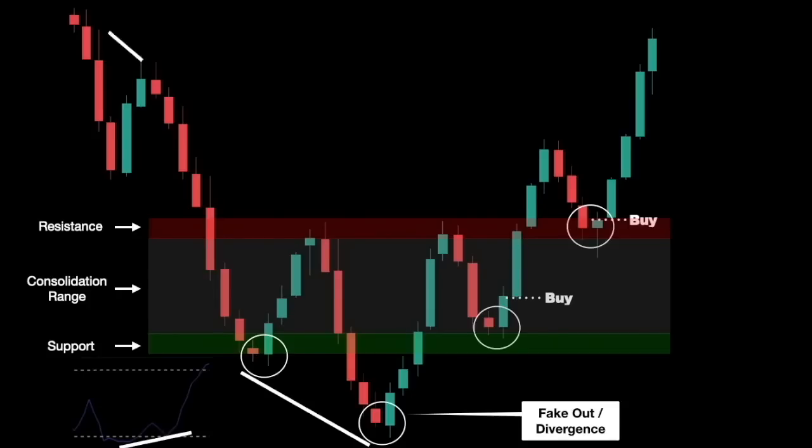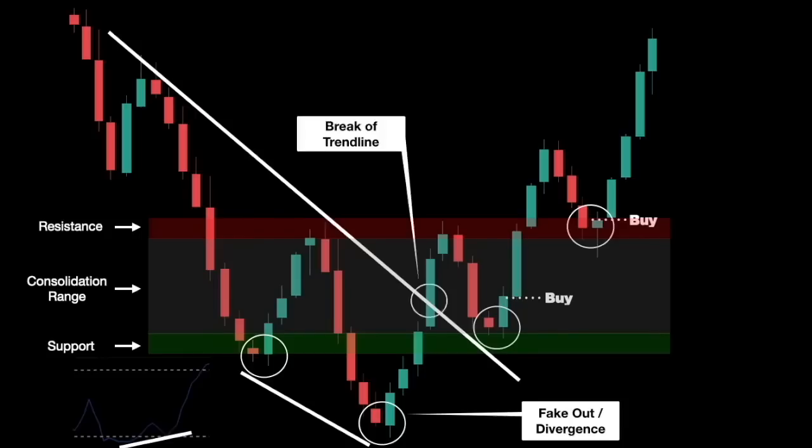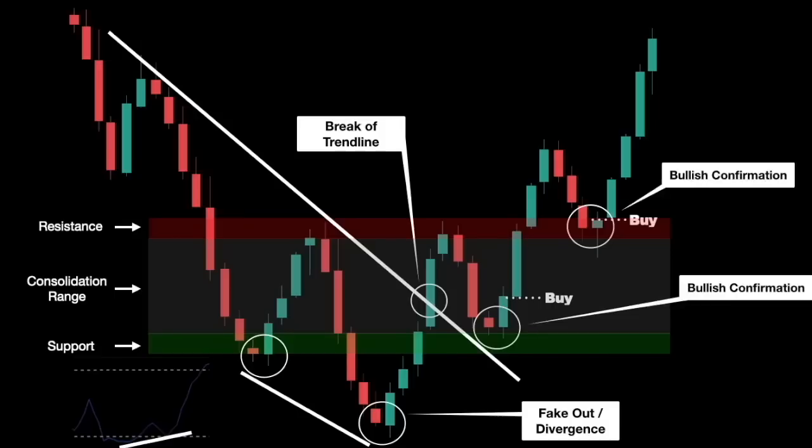By looking at the chart, we can also see that a trend line can be drawn to support the bearish trend. Once price proceeds to the upside, it will eventually break the bearish trend line, and this will give us a good signal for a potential trend reversal.